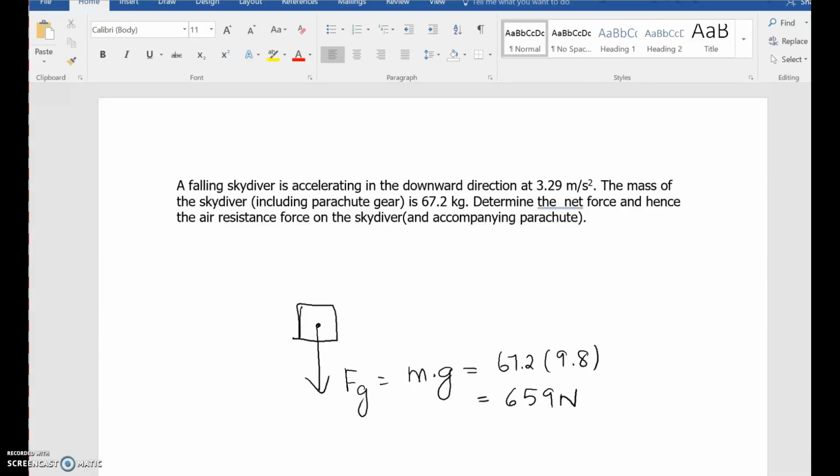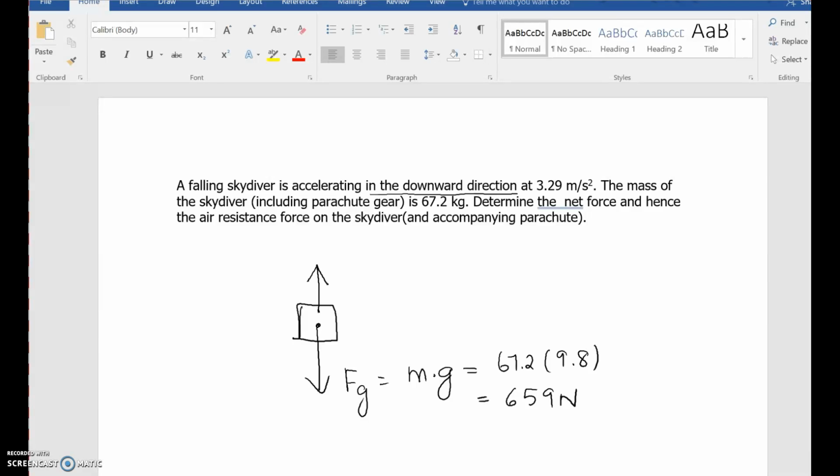So what are the other forces? Since it's not touching any surface, there is no contact force or friction. We cannot ignore air resistance on this one because he has parachute gear. So let's represent air resistance as opposite to motion, and because he's accelerating in the downward direction, the air resistance is going to be upward.